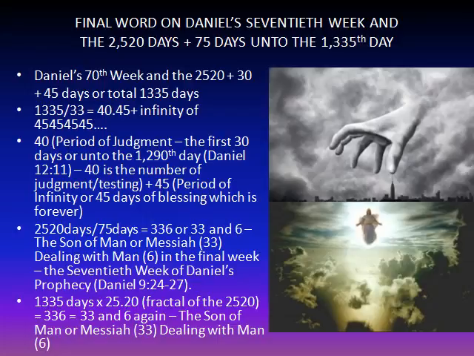There are 1,335 days times 25.20, the fractal of the 2520 of the entire week of Daniel, is equal to 336. Again, the numbers 33 and 6. The Son of Man, or Messiah, 33, is dealing with man 6 during the final 75 days of Daniel chapter 12.